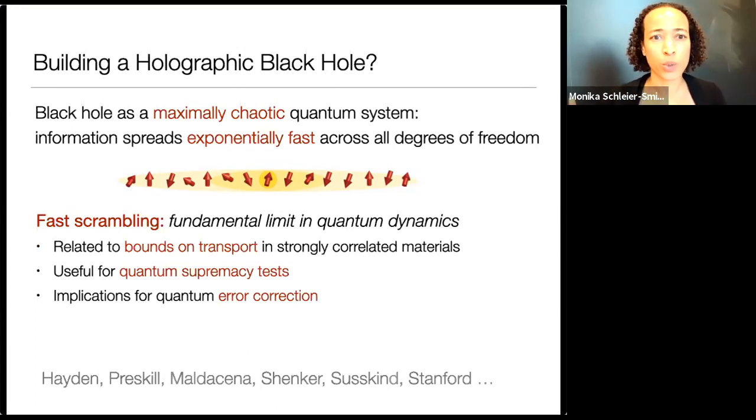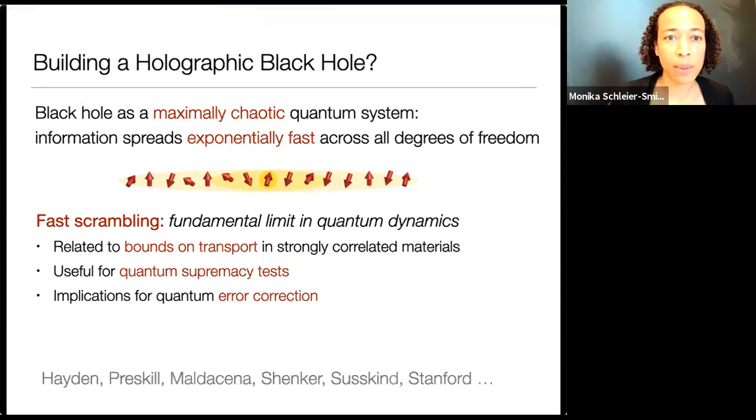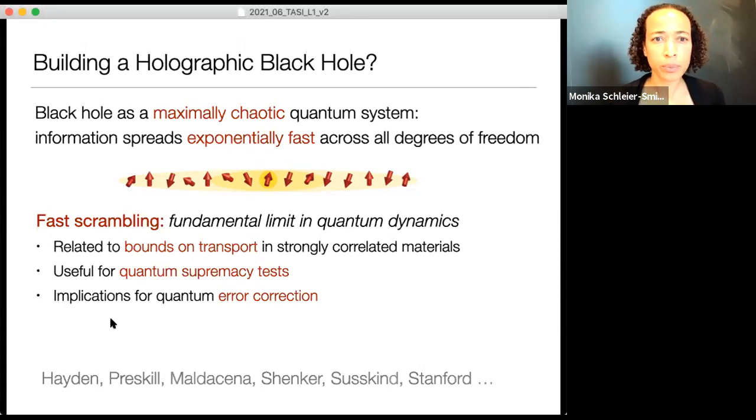This process of fast scrambling, how quickly information scrambles, actually plays a role in asking how quickly one can get to a regime that can't be simulated on a classical computer. So it's related to quantum supremacy tests. There are implications for quantum error correction. So there are lots of reasons, I think, from the quantum mechanics side for being interested in connecting experiments with ideas from quantum gravity.